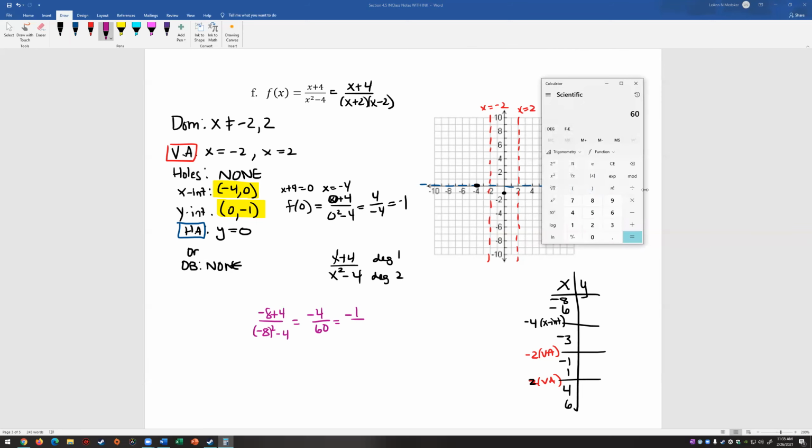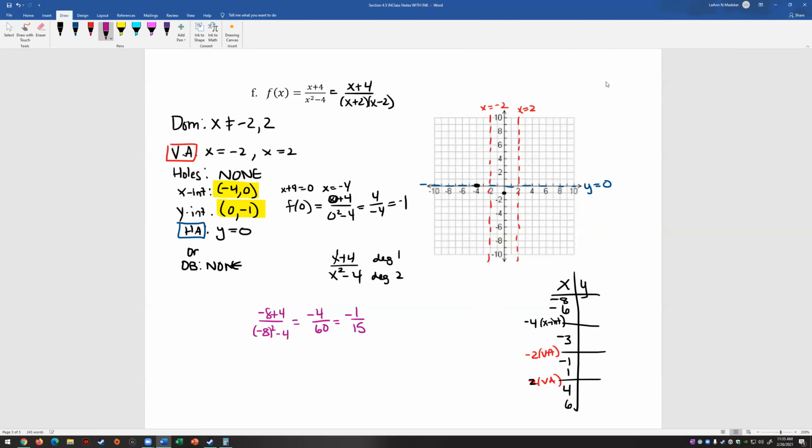60 divisible by 4. I wanted to say it was 1 over 15. So this is -1/15, so very small. If we plug in -6, that's going to be a -2 over 36 minus 4 is 32. So that's going to be -1/16.